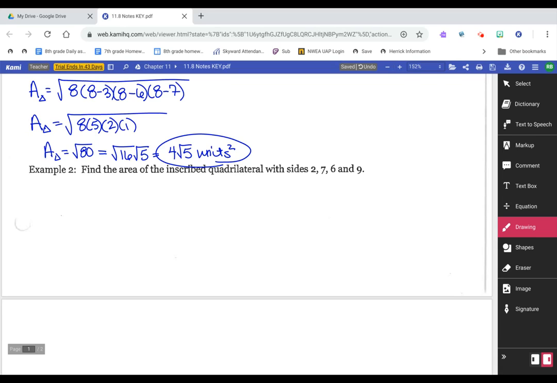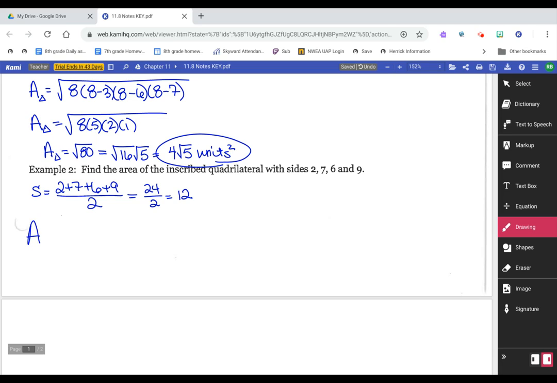The next example has find the area of an inscribed quadrilateral with sides 2, 7, 6, and 9. Okay, so first let's find the semi-perimeter. We have 2 plus 7 plus 6 plus 9 all divided by 2. So on top, 2 plus 7 is 9, plus 6 is 15, plus 9 is 24. Divide that by 2 and you have a semi-perimeter of 12.